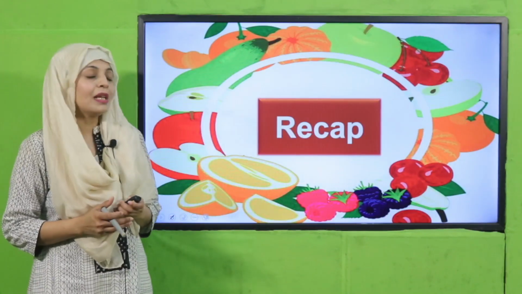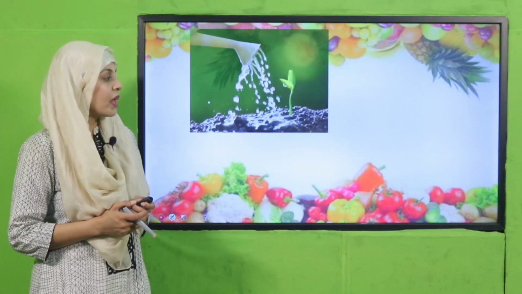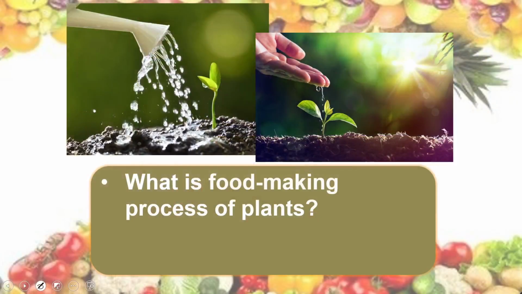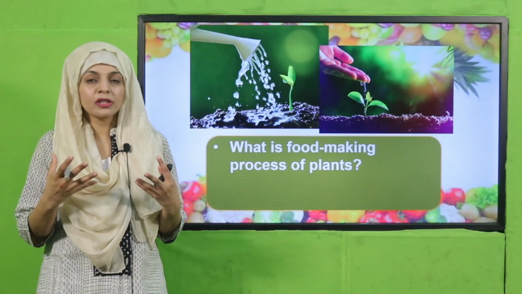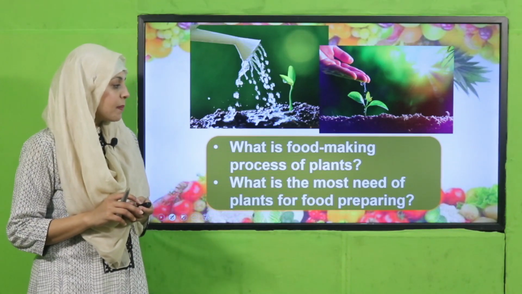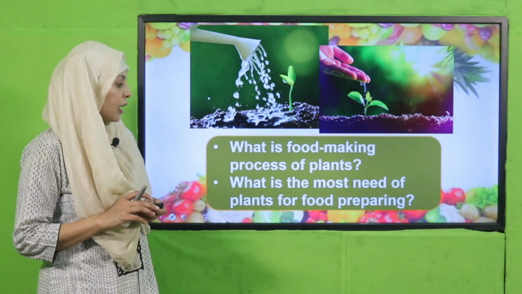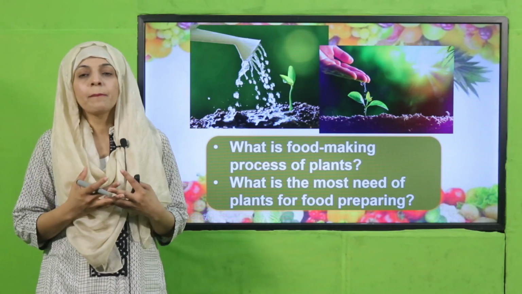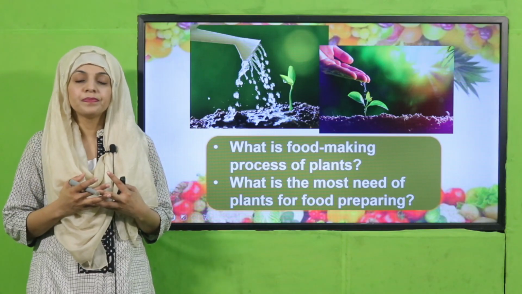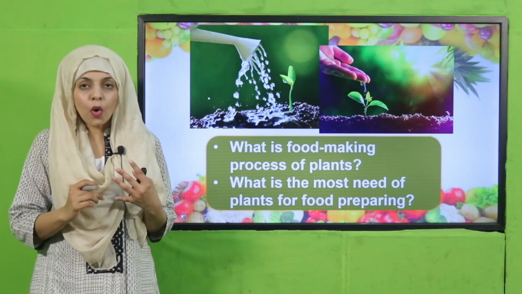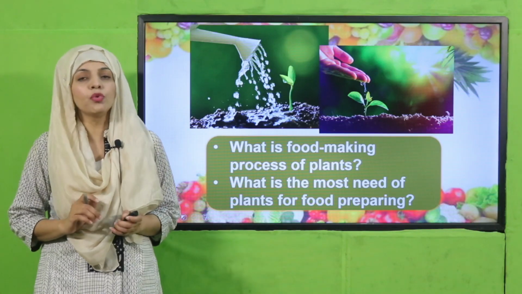So my dear students, let's quickly recap the previous lecture. Listen to the questions very carefully and then answer them. Quickly tell me, what is the food making process of plants? That is photosynthesis. Very good. So what do plants mostly need for food preparation? They need sunlight, air and water. So that's how they make up their food.